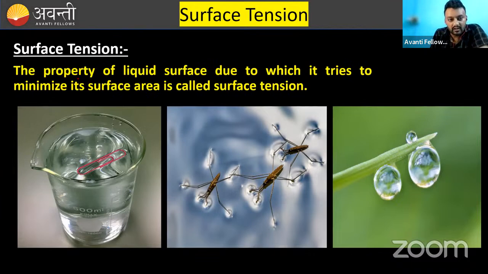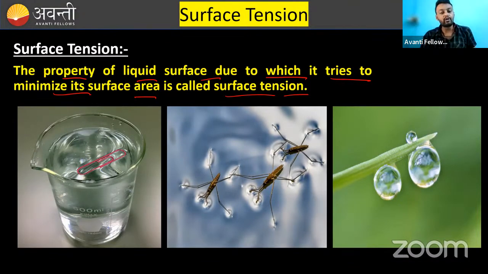What is surface tension? The property of the liquid surface due to which it tries to minimize its surface area is called surface tension. There is a lot of physics behind this phenomenon. Why is it trying to minimize its surface area? It's a detailed topic that involves some energy concepts, but right now you can remember that the property of the liquid due to which it tries to minimize its area is called surface tension. Moving further.